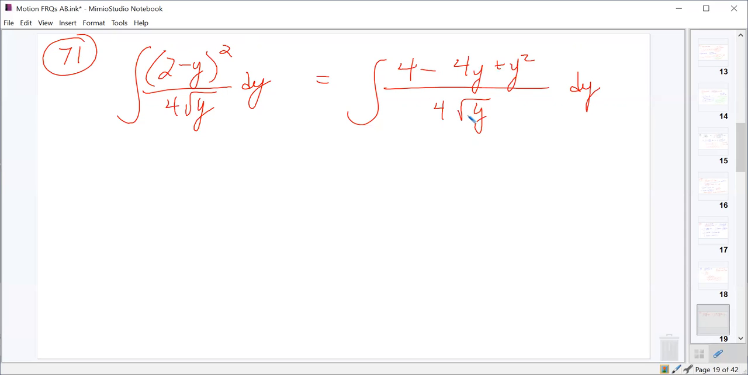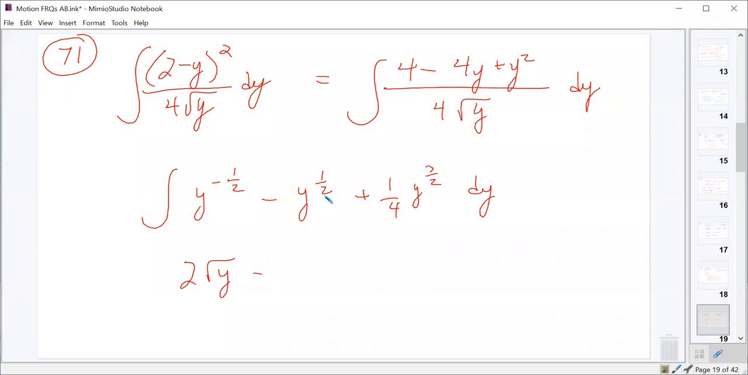So 4 divided by 4 root y, the 4's cancel, right? You have 1 over root y, that's y to the negative 1/2. And then 4y over 4 root y, the 4's cancel, and y divided by root y is y to the positive 1/2, so it's minus y to the 1/2. And then this one becomes plus 1/4, and y squared over y to the 1/2 should be y to the 3/2. And then you'll just integrate each of those. So that one's 2 root y. This one goes up to 3/2, and so it becomes minus 2/3 y to the 3/2. And this one goes up to 5/2, so that becomes a fourth of 2/5. That's 1/10, right? Plus 1/10 y to the 5/2 plus your constant.